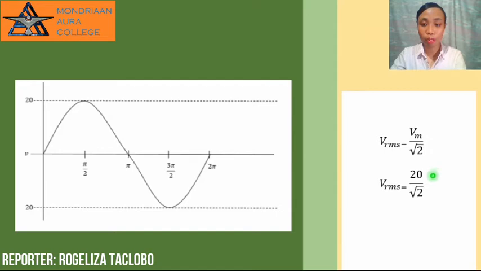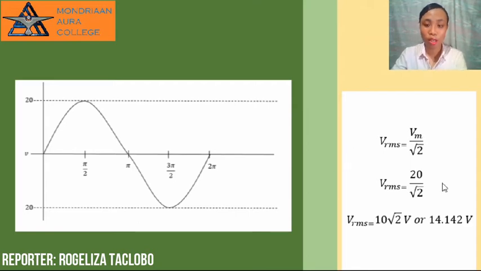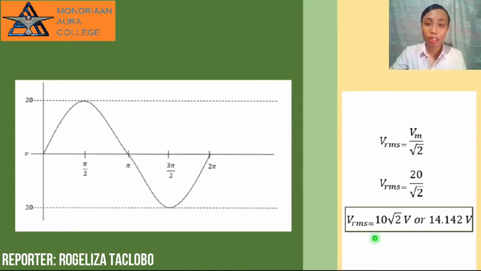Substitute natin Vm ng 20. So, that will be 20 over square root of 2. Our final answer then will be 10 times square root of 2 volts or 14.142 volts. So, tandaan nyo itong value na to kasi may mapapansin kayo mamaya kapag kinuha na natin yung RMS value ng cosine na waveform.